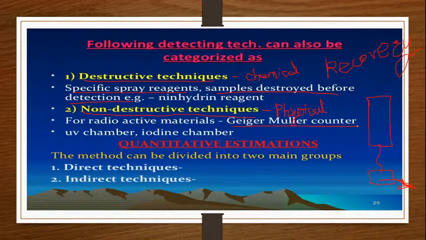And as we all know, the UV chamber and iodine chamber, these two non-specific techniques, are classified under the non-destructive techniques. So the destructive and non-destructive techniques can be easily distinguished.